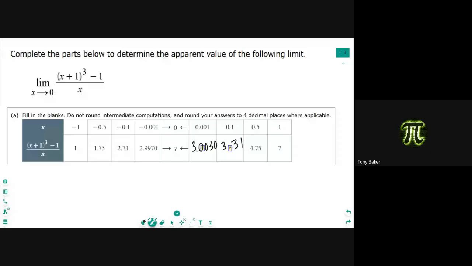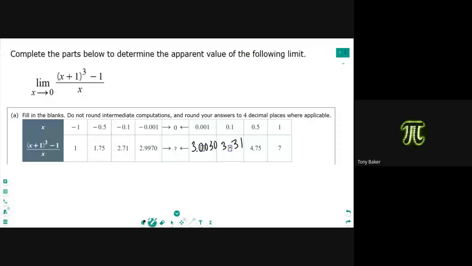Yes. How do you access the table again? So there's a little gear at the top. No problem. All right, so we've got these numbers. I filled them in on the table.